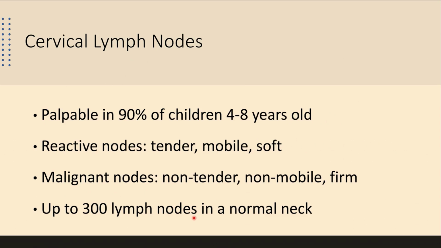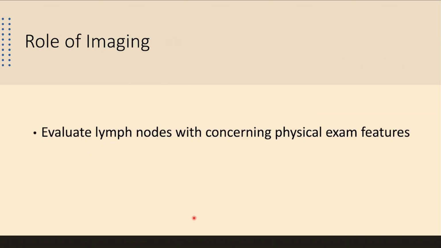So just talking about cervical lymph nodes, they're palpable in 90% of children between 4 and 8. They're almost always reactive. Reactive lymph node features are that they're tender, and they can be mobile and soft. Once you start getting into hard lymph nodes is where you start thinking this could be very worrisome. And there are up to 300 lymph nodes in the normal neck.